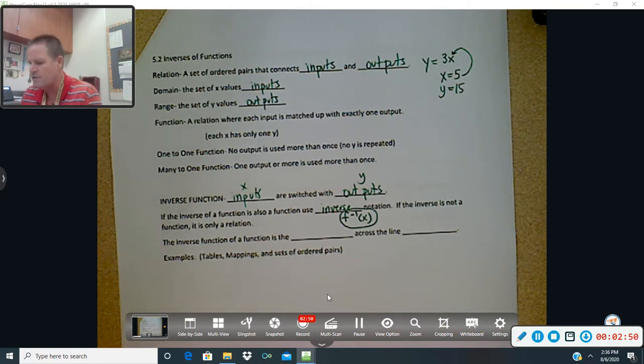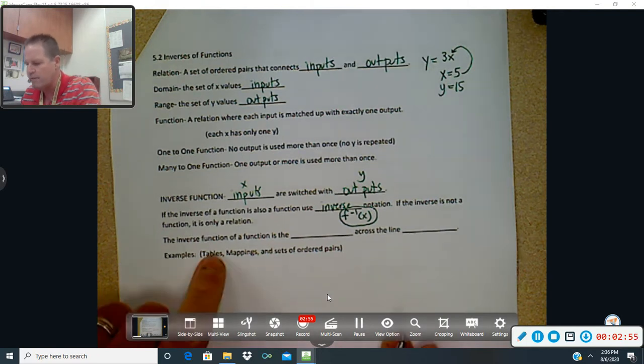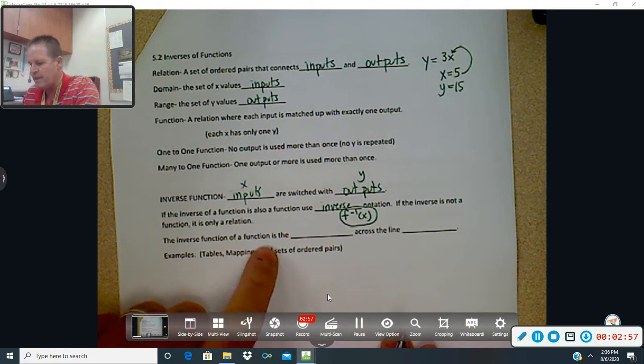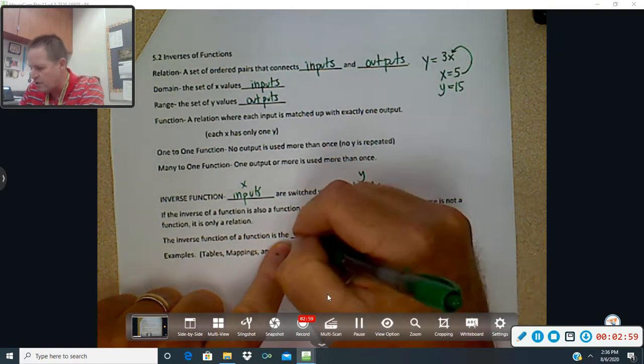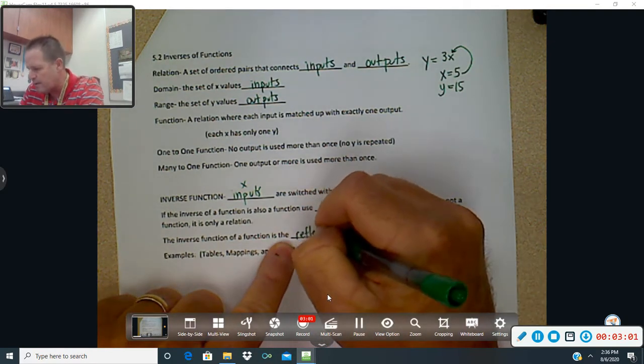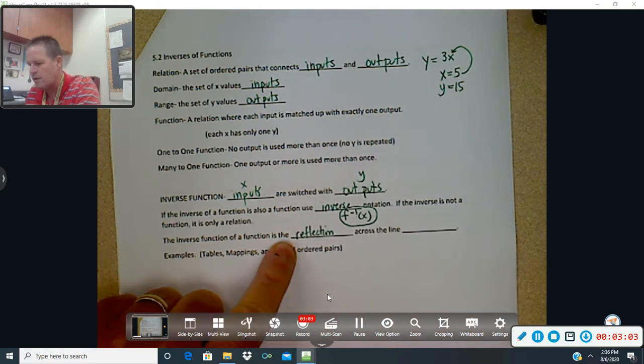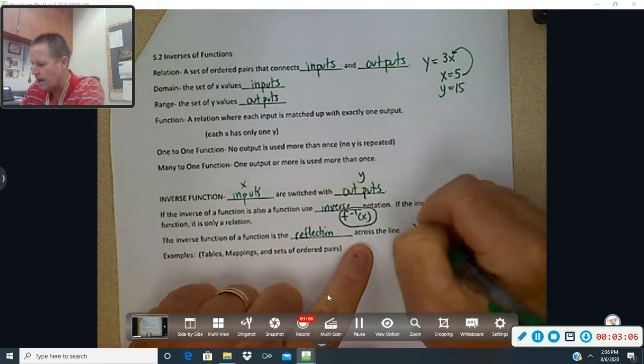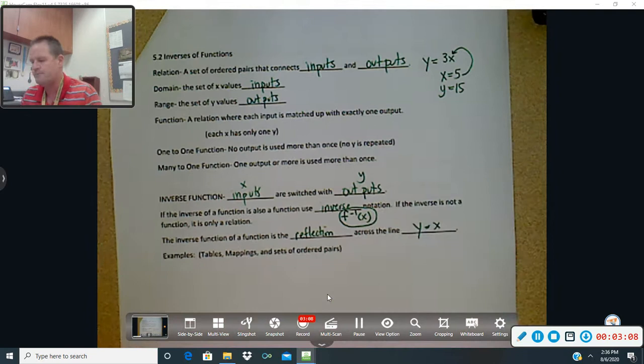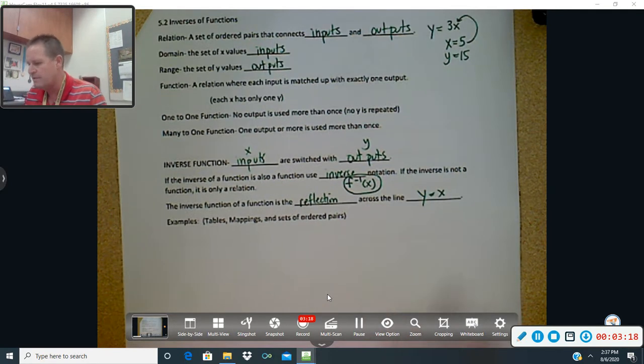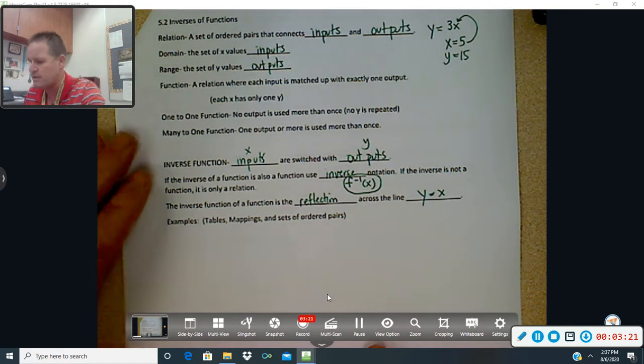If the inverse is not a function, it's only a relation. We'll get into that in just a second. The inverse of a function is the reflection, and we don't do a lot with this, but a little bit of material here for you. It's the reflection across the line y equals x. And you did reflections across y equals x in Integrated 1 as well. So let's get into a few examples just so you can see some different ways that functions are laid out, and then see, okay, yeah, I have seen a few of these things along the way.